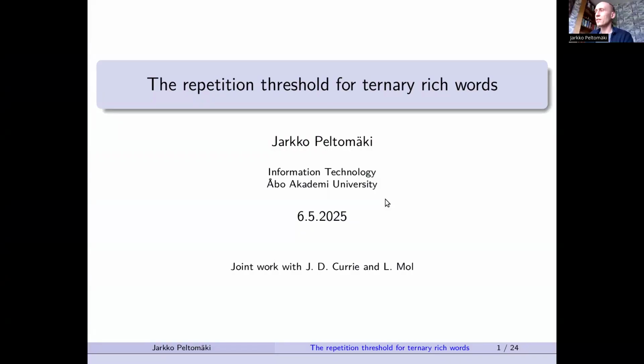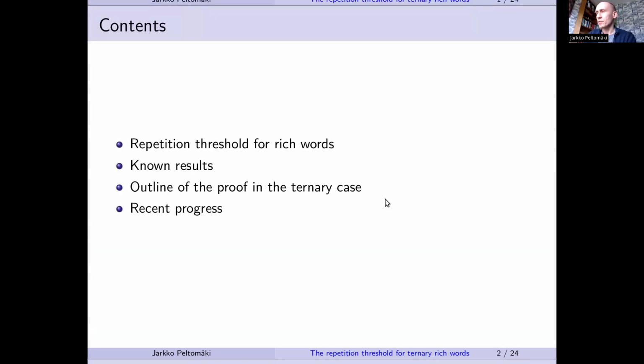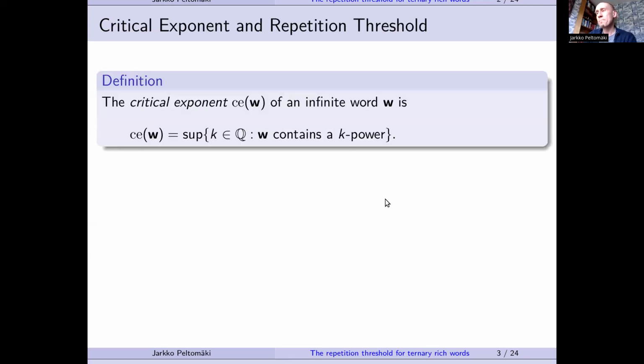Sure, thanks, Narad. This is joint work with James Currie and Lucas Mol. Here's a short table of contents: I will introduce you to the problem of these repetition thresholds for rich words, and I'll tell you something about what was known before our results. Then I will outline the proof of the result we got. And then there's been some more progress since then, so I will tell you something about that.